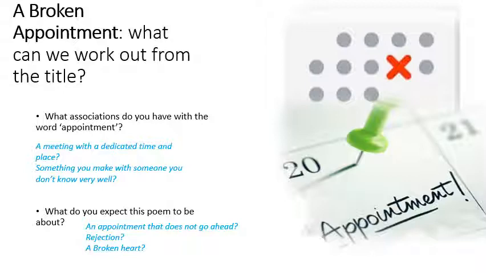So there we are. What associations do you have with the word appointment? A meeting with a dedicated time and place, something you make with someone you know very well. And what do you expect this poem to be about? Well, it's a broken appointment, so it's an appointment that does not go ahead. Given that we're in the cluster of love and relationships, which narrows it down significantly, is it going to be someone who is waiting on a date, a rejection, a broken heart? Those are the types of things that you should be thinking about with that title.